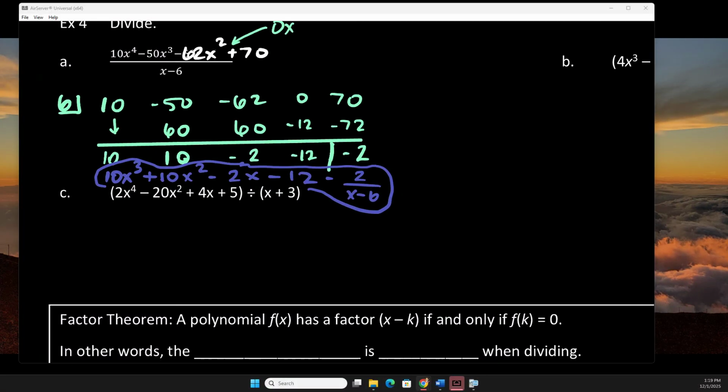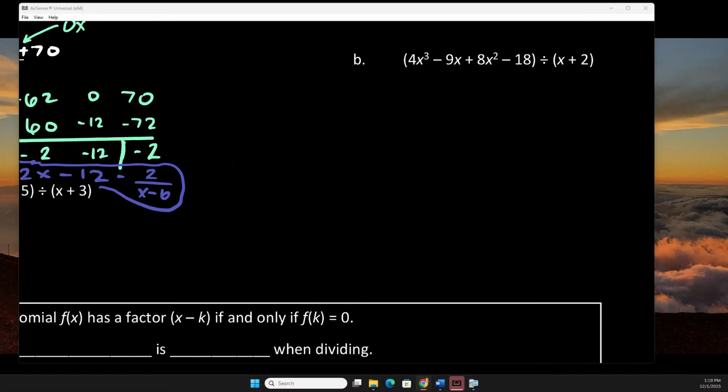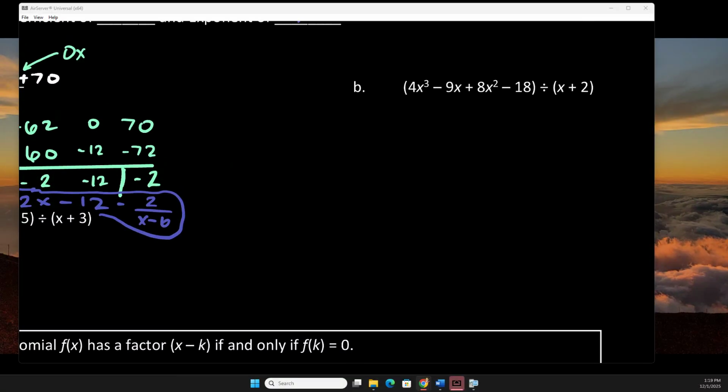Alright, so let's try another one. Do you see any issues with this, the way this is set up? Yeah, if it's out of order, you have to fix the order, or again, you're doing the wrong division problem. So we would change it to 4x cubed plus 8x squared minus 9x minus 18. And then because I'm just dividing by x plus 2, I can do synthetic division, where I'm going to put negative 2 in the box. Do I need to fill in any zeros on this one? Nope.